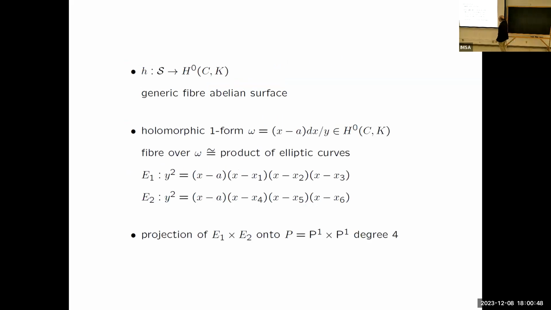And in this case, the generic fiber in this abelian fibration is a product of elliptic curves. So you take the holomorphic one form, just like this, and then the elliptic curves are like this. So we've got 3 here, 3 here. So you look at 2 elliptic curves, and then project onto P1. So as you might expect, you need 4 projections into this.